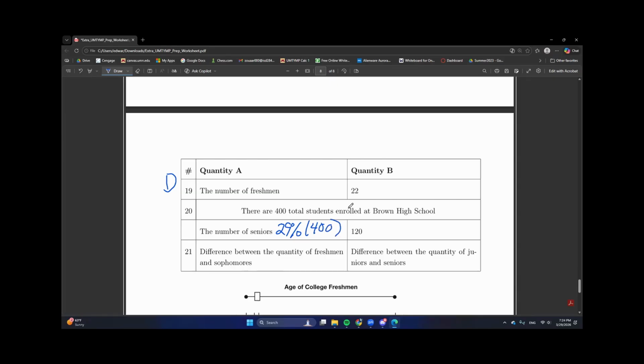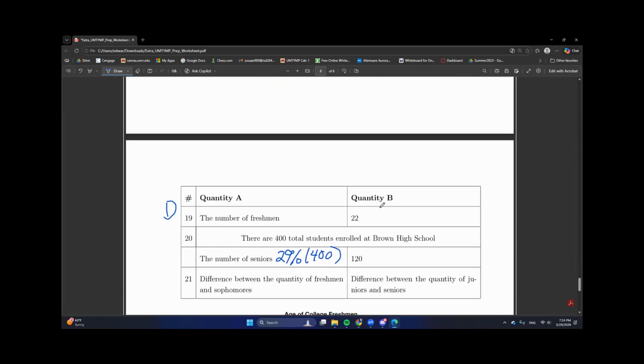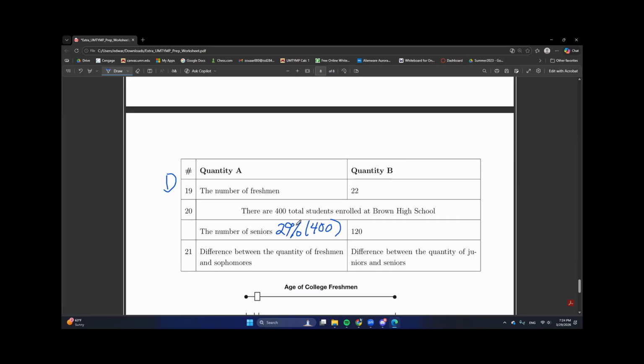If we go through and calculate that, this is a little bit harder to do. So let's do that. Percent is 1 over 100, so we can cancel these two out. And now we have 29 times 4. If we do 29 times 4, we'll notice that that is 116, which is less than 120. So the answer is B.